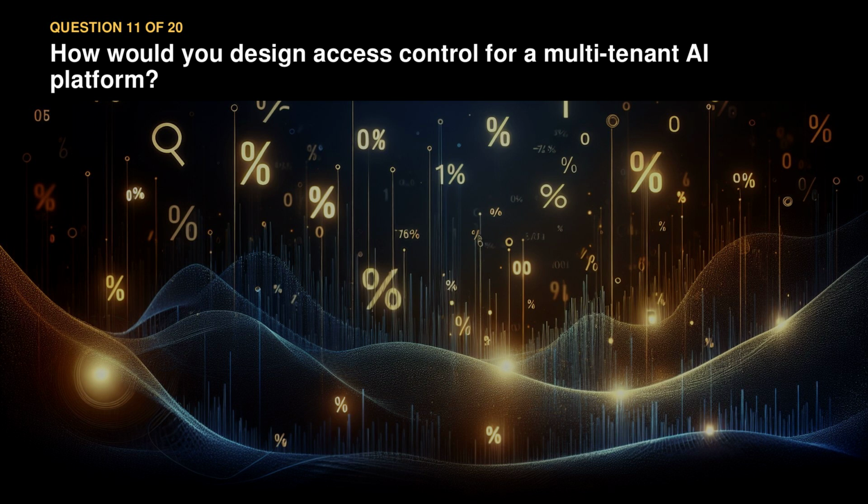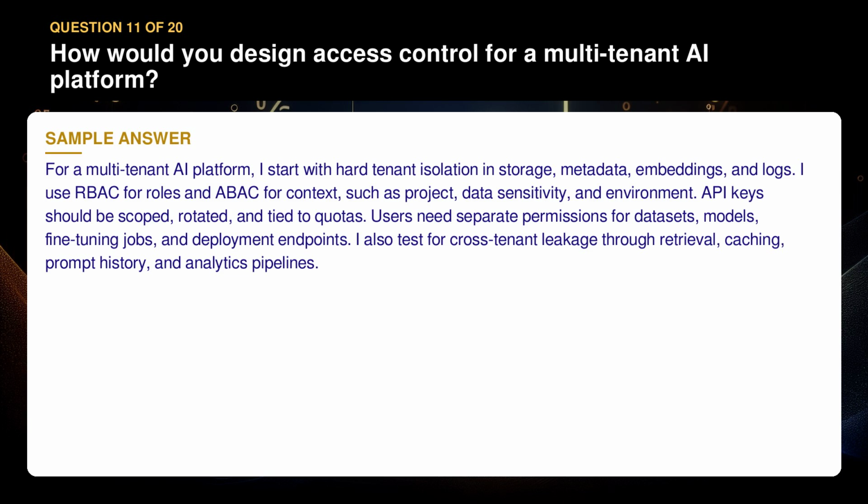Question 11. How would you design access control for a multi-tenant AI platform? For a multi-tenant AI platform, I start with hard tenant isolation in storage, metadata, embeddings, and logs. I use RBAC for roles and ABAC for context, such as project, data sensitivity, and environment. API keys should be scoped, rotated, and tied to quotas. Users need separate permissions for datasets, models, fine-tuning jobs, and deployment endpoints.